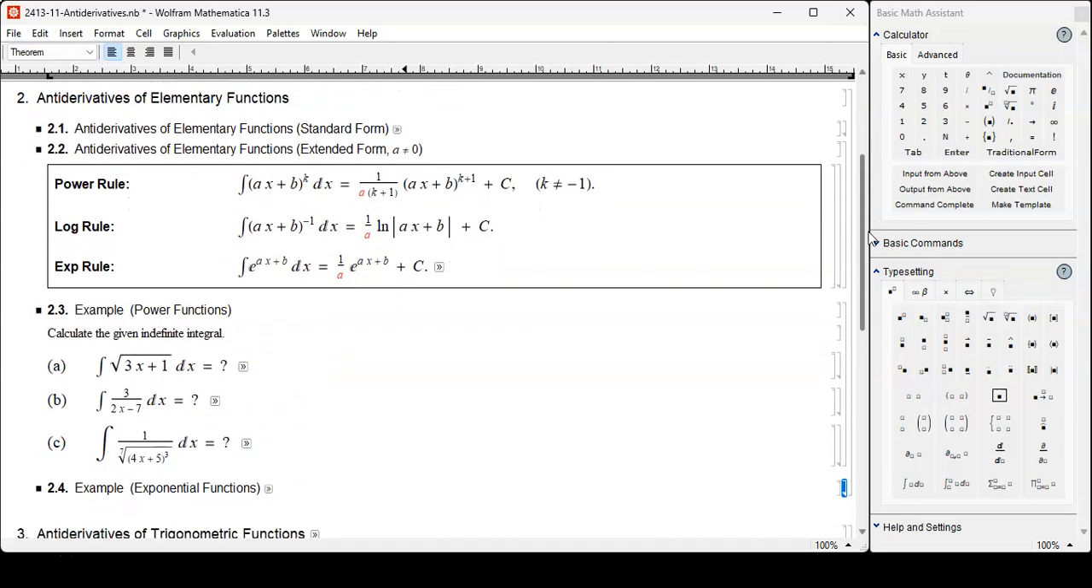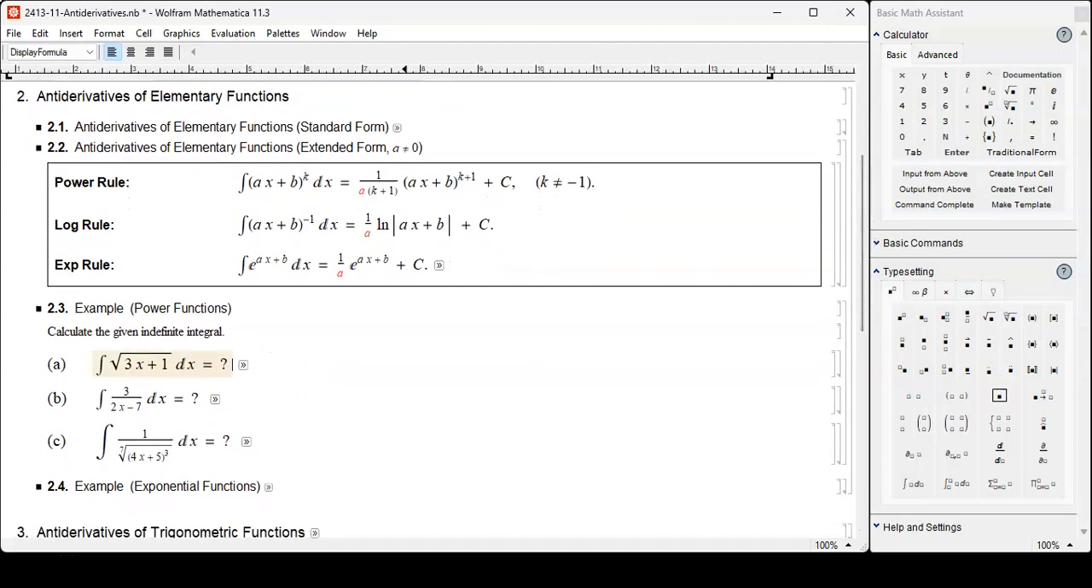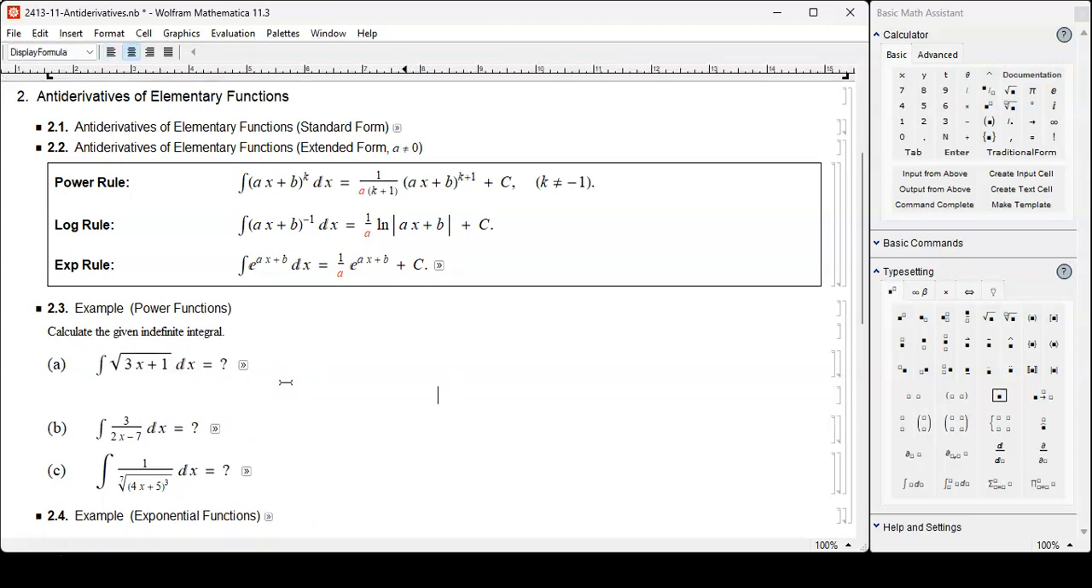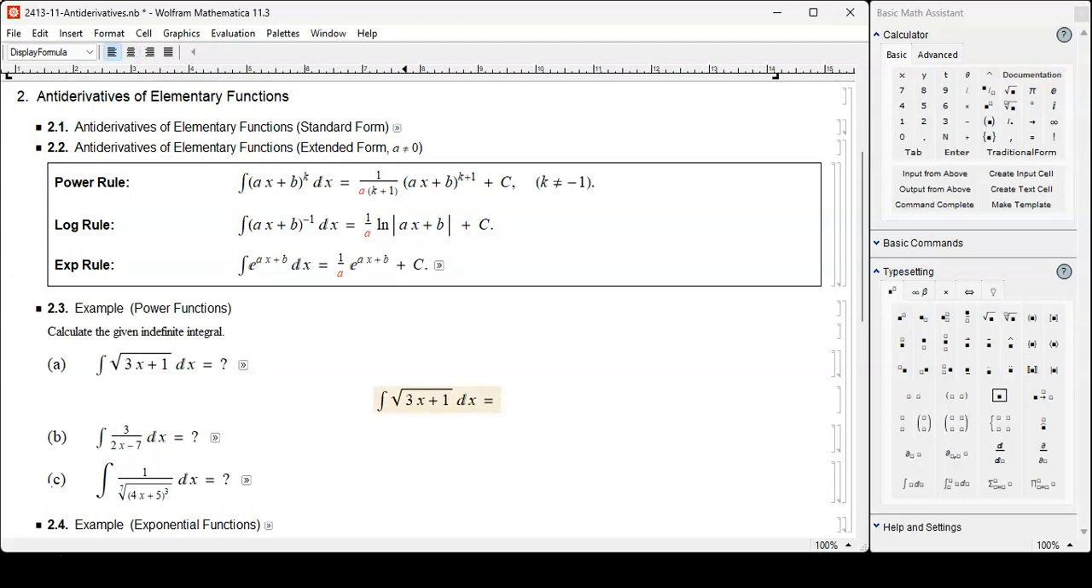Power functions first. How about this antiderivative? Okay, all right, let's go ahead and do that. Copy and paste it. And then you can start with the power form. So instead of this, you can rewrite it as 3x plus 1 to the 1/2 power.